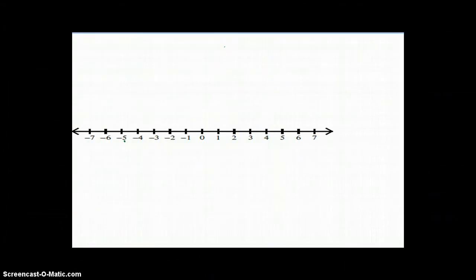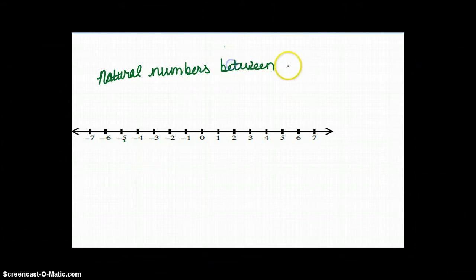So let's start from the beginning, where we started talking about natural numbers. And let me just give you one example. Let's say that we were going to graph the natural numbers between -6 and 4. I don't think I really needed a comma there. All right. So we're going to graph the natural numbers between -6 and 4.